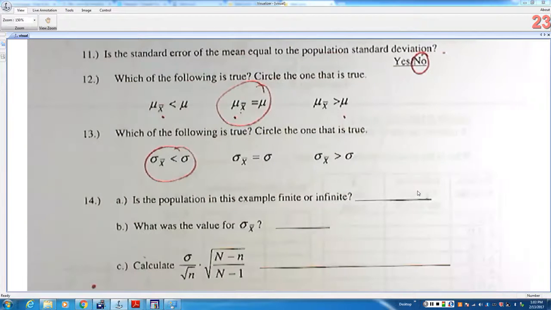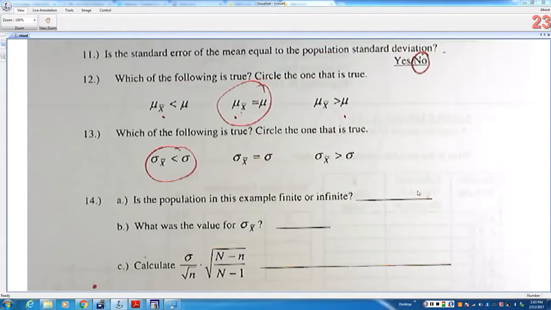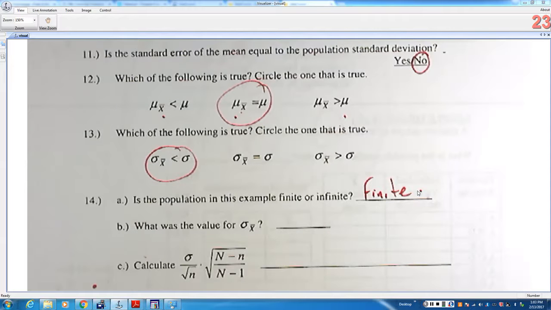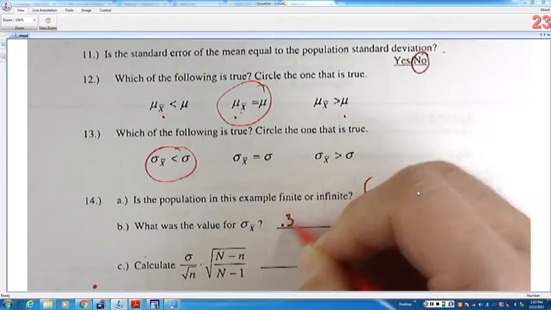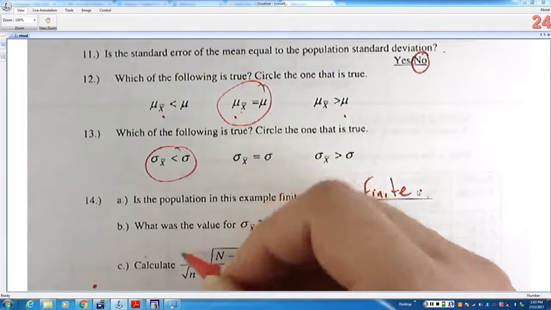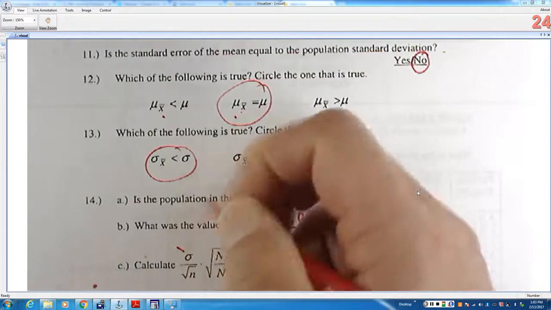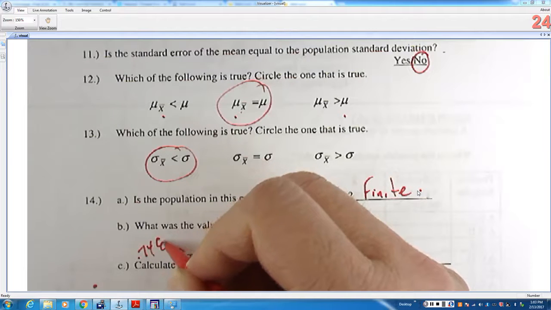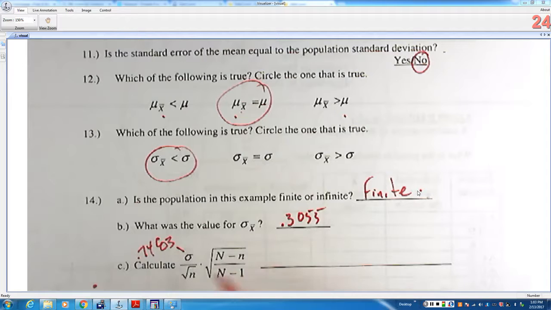Now, is the population in this example finite or infinite? It's finite. So put finite. What does finite mean? It means that the numbers are counts. You're counting 7 days, 8 days, 6 days. What was the value of sigma sub x bar? 0.3055. Now it doesn't say here, but let's look at what the one is for your population. 0.7483. So now calculate it in here.